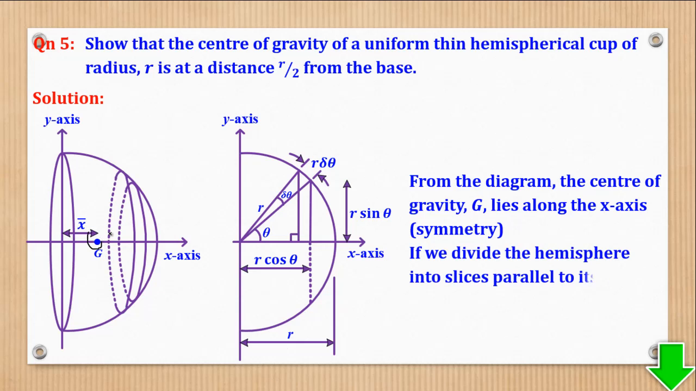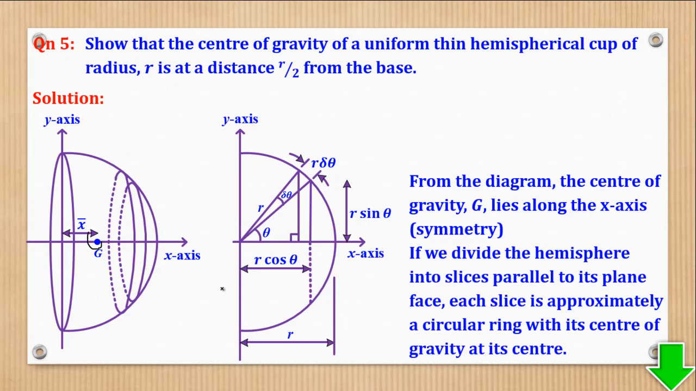If we divide the hemisphere into slices parallel to its plane face, each slice is approximately a circular ring with its center of gravity at its center. These are the circular rings they're talking about.